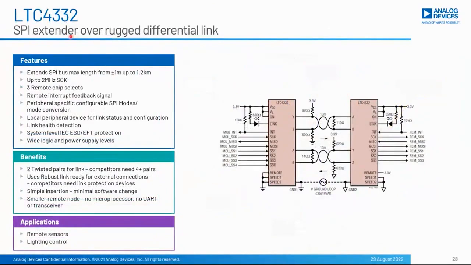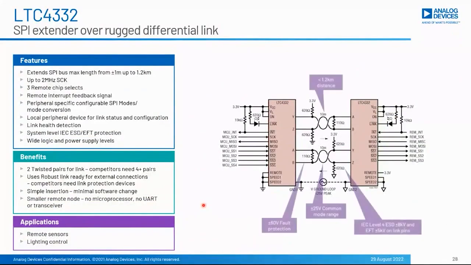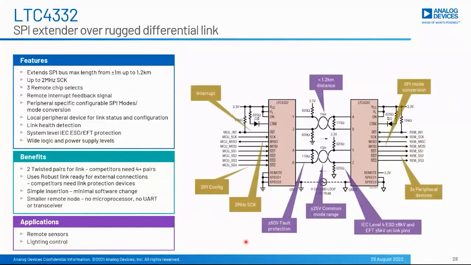The LTC4332 is a SPI extender over a rugged differential link, and this device also offers 1.2 kilometer distance and has 60 volt protection. It provides up to 3 peripheral devices on the SPI link, and SPI configuration is available. The SPI clock rate is 2 megahertz for these slaves. And SPI mode configuration is also possible. The interrupt is available for the host as needed.